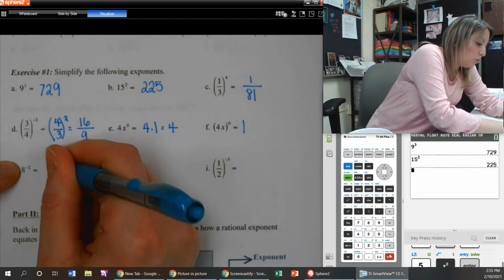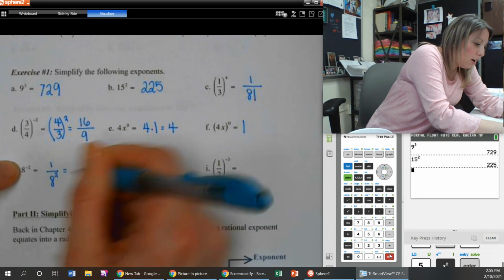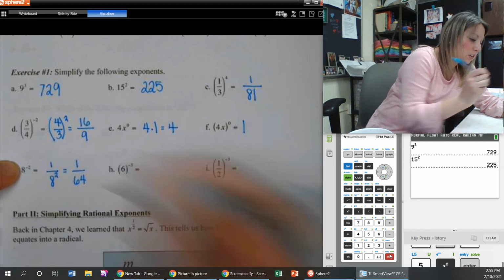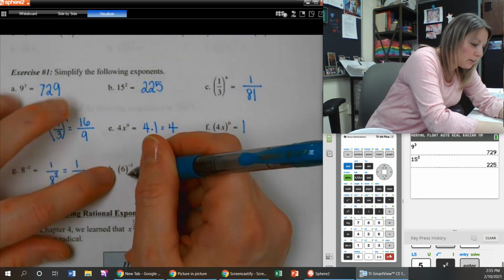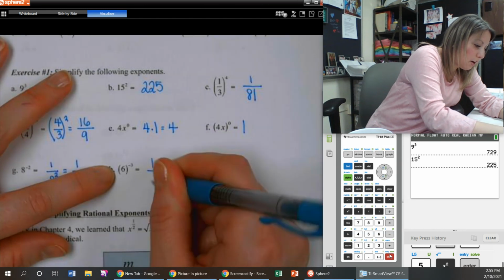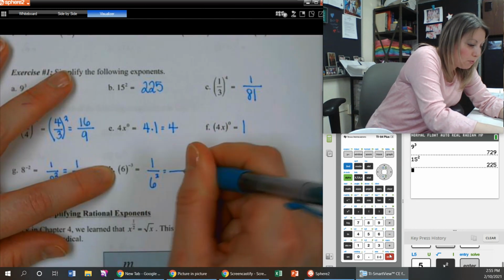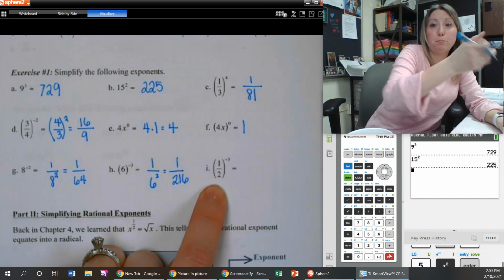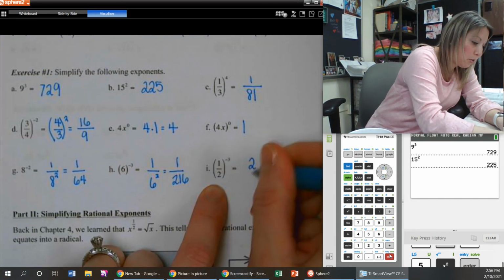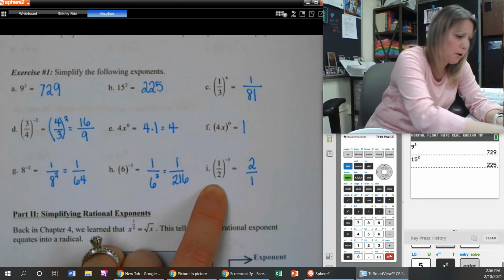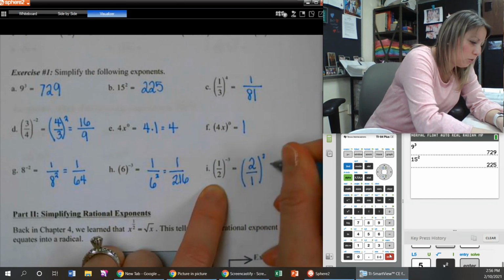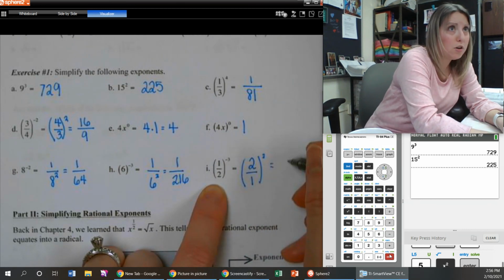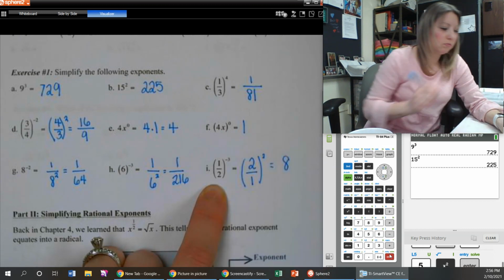8 to the negative 2, so move 8 down to the base and then square it. 8 times 8 is 64, so 1/64. 6 to the negative 3, so move 6 down in the base and cube it. That would be 1/216. And this flips fully, so the 2 comes up and the 1 goes down. But do I really have to worry about a 1? Not really, because 1 cubed is still 1. So 2 times 2 times 2 is 8. And there we are.